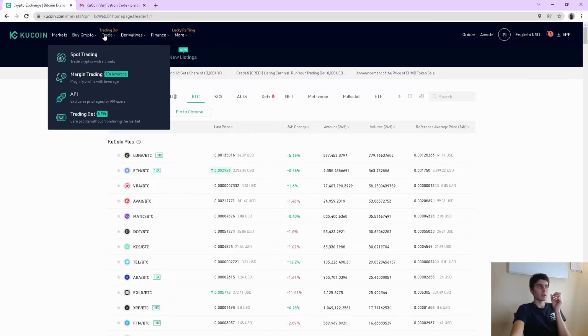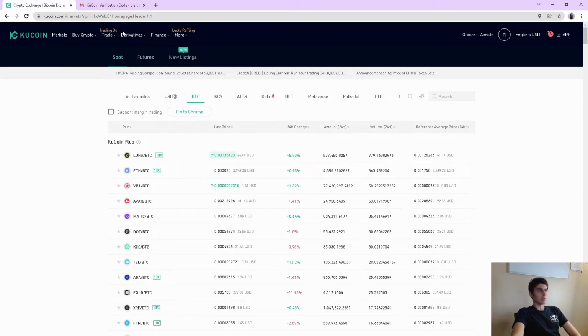In the trading, if you're just trying to invest by buying and then sending to your wallet, buying and then holding, you're going to do that in spot trading. Trade cryptos with all tools. Margin trading is the same as spot trading, but you can use leveraging, which means you use someone else's money to potentially get a higher return, because you're leveraging your potential gain or loss. Be careful with that. API is exclusive privileges for API users. I don't know what that is. Also, you can get a trading bot, earn profits without monitoring the market. That's pretty cool. Something cool to look into.